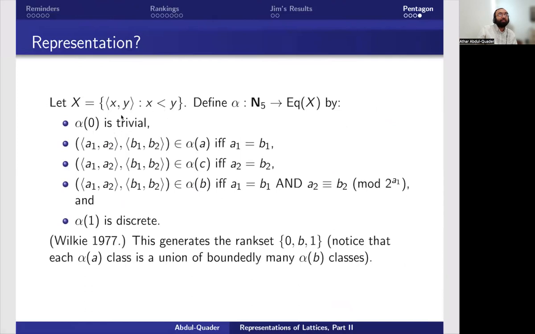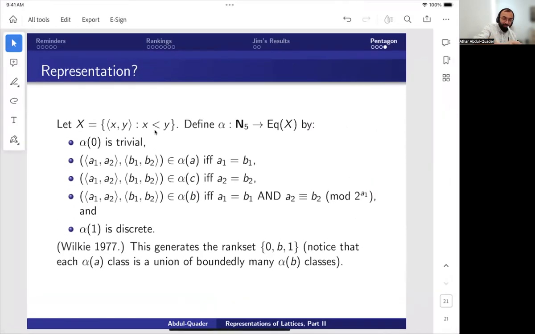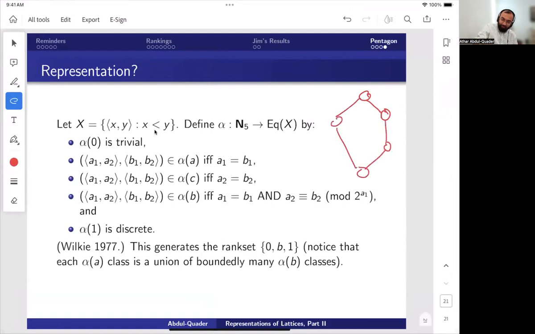And the ranking starts very similarly as B2, because N5 looks a lot like B2 in some way, right? There's A here and there's C here, and if you forget about this B here, then it's essentially B2, and so you have the ranking on B2, and then you split the alpha of A classes in a very particular way. And so this is the representation that Wilkie uses.